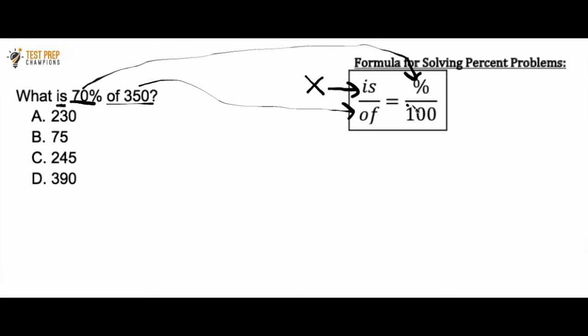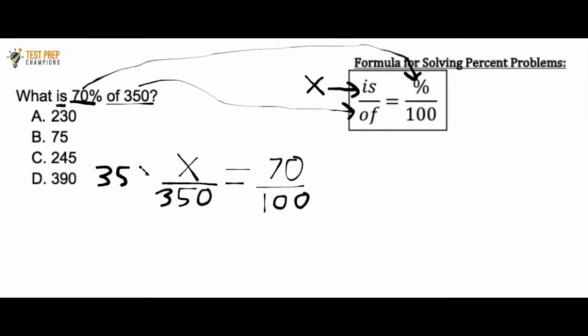Now we're going to plug the numbers in, and we want to rearrange this so that we've got x by itself on one side of the equation, and that's going to tell us what number "is." So since it's x divided by 350, and I want to get the x, I want to multiply by 350.